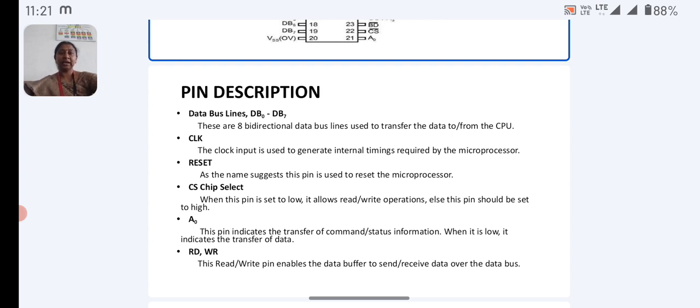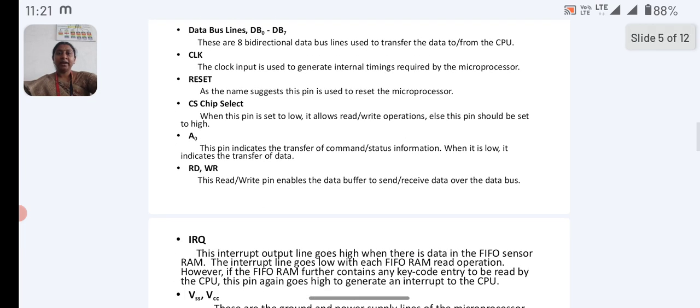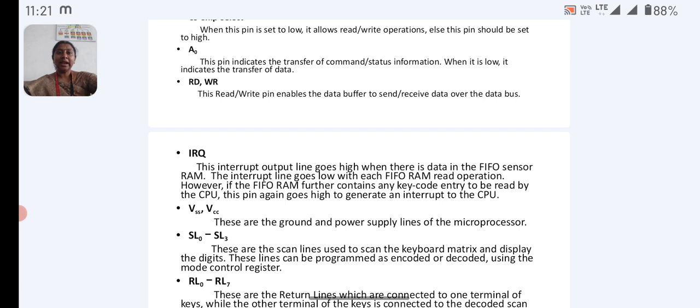Then a chip select is used. This pin is always low, it allows read or write operations, else this pin should be set to high. And as usual, the read or write operation reads the data and also writes the data into the CPU. IRQ is an interrupt request. This interrupt output line goes high when there is data in the FIFO sensor RAM. The interrupt line goes low with each FIFO RAM read operation.